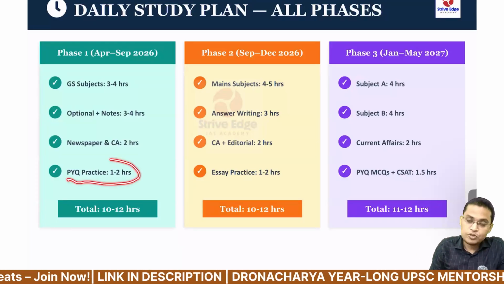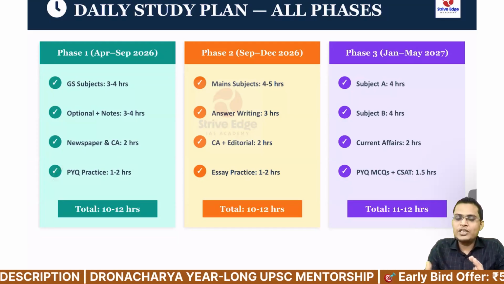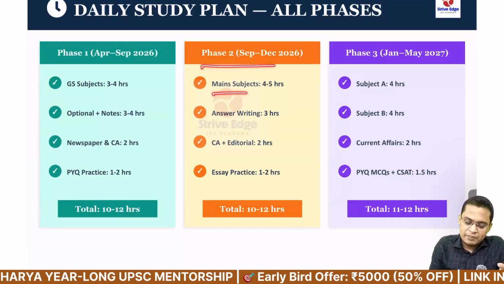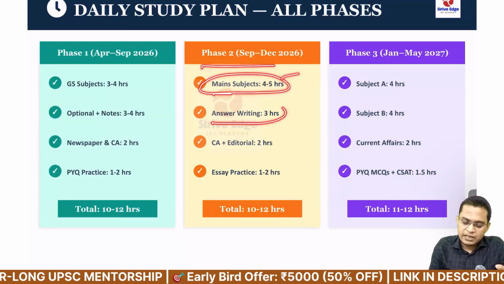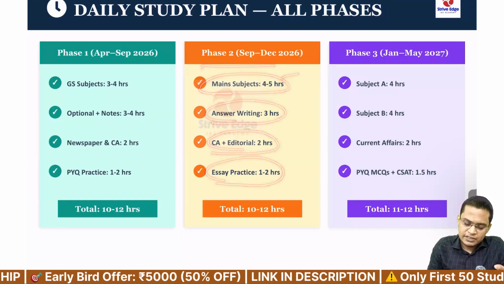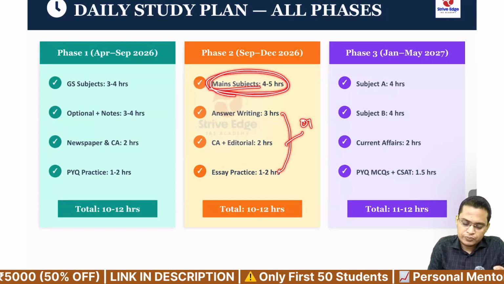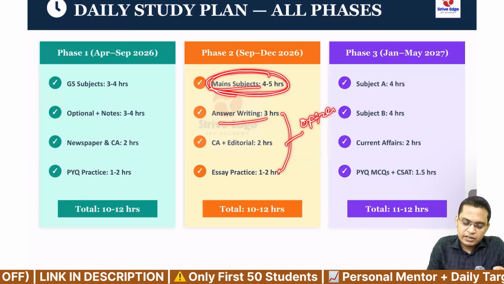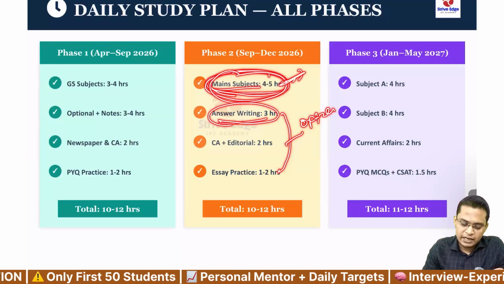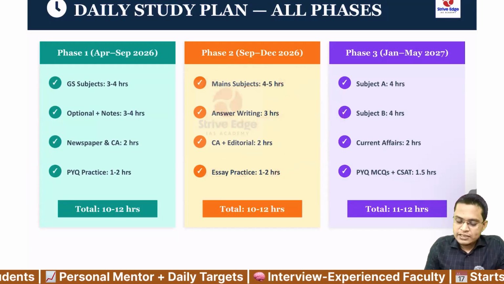Next is PYQ. You have to solve it on a daily basis, because PYQs are the navigation compass. Without using PYQs you will not find the direction, so please practice that. In the second phase, the mains subject you have to study 4 to 5 hours, and do a lot of answer writing. You also have to practice essay. Instead of that, you can do the mains subject reading 4 to 5 hours, and club that for optional also. Let's say 4 hours you are studying and 1 hour you do answer writing, and you can club answer writing and essay writing into optional subject revision, which is very essential also.